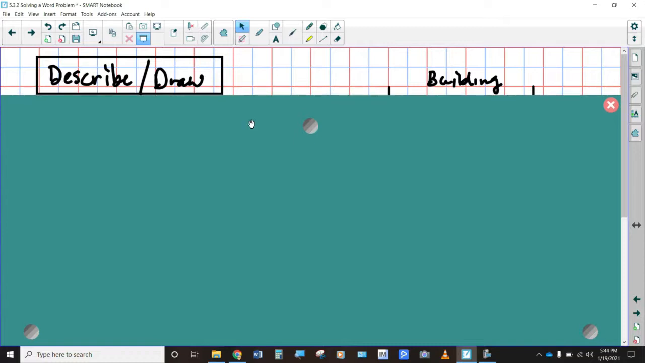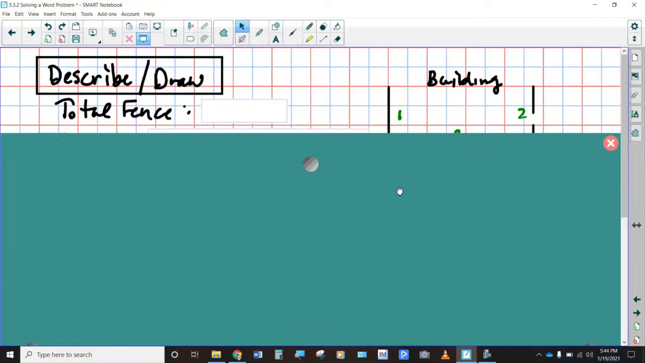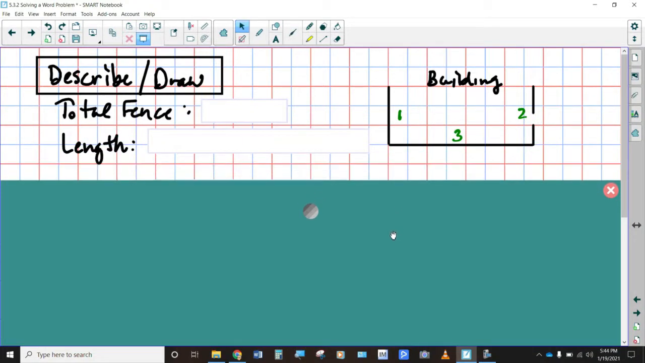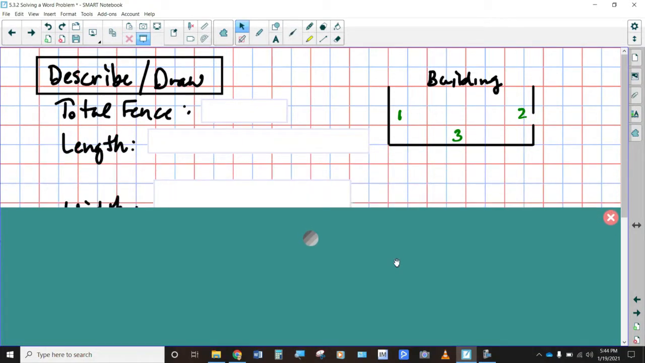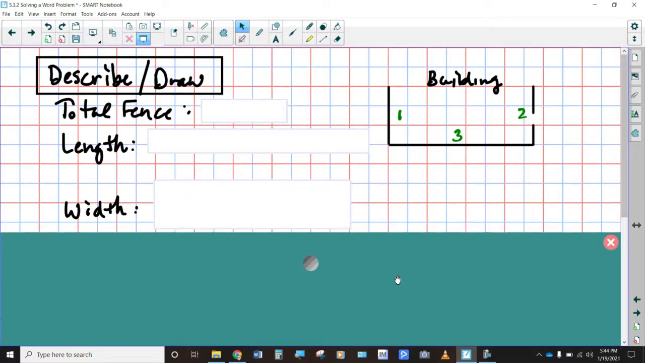So the first step is to describe or draw. This particular problem is conducive to a drawing because it's in the shape of a rectangle, right? And there's a building that you're going to have here. So what we have is one side, side one would be one of the widths, side two is a second width, and side three is one of the lengths, the longest side, okay?